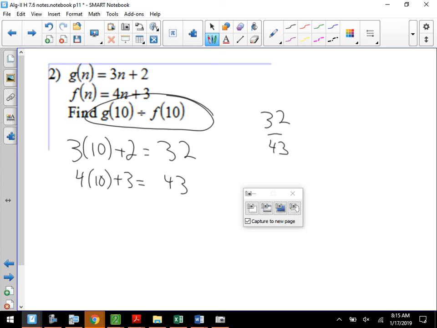Because it's not simplifiable. And if it was something simplifiable, then I would just put it in my calculator real quick with the alpha y equals. Remember, your calculator would do that for you.